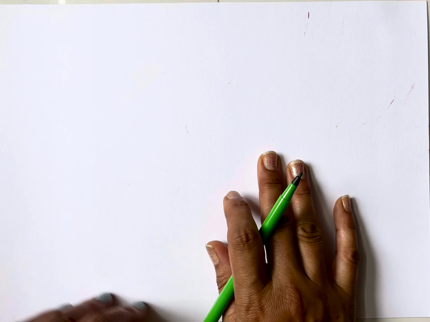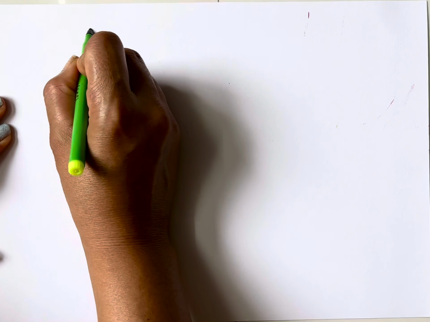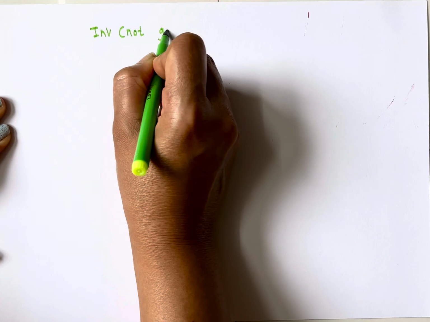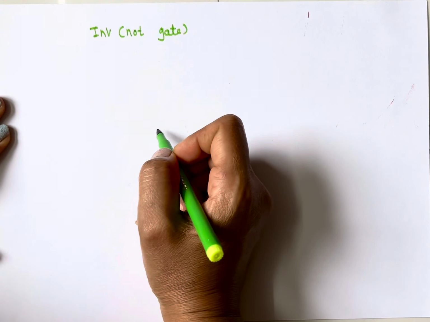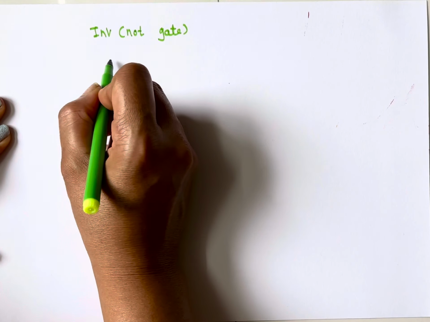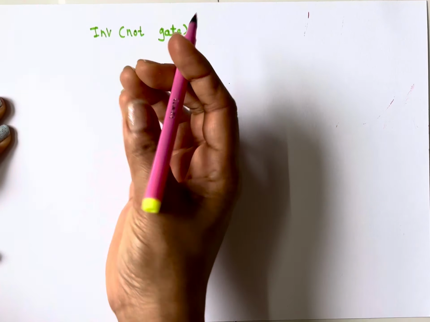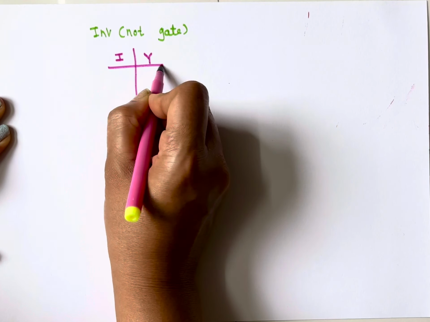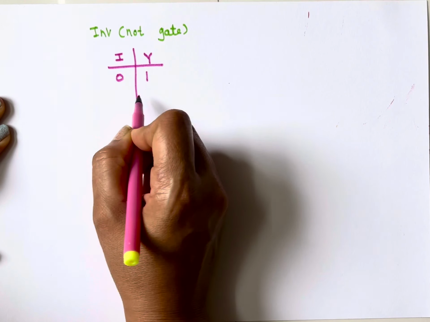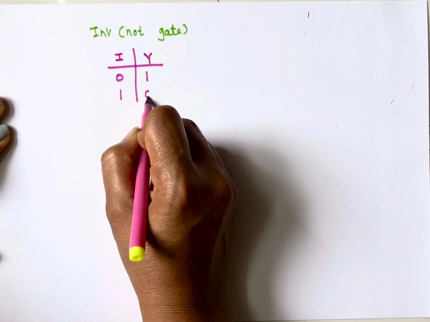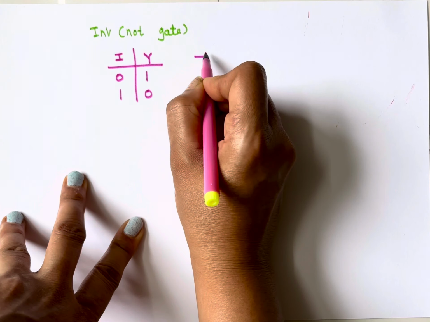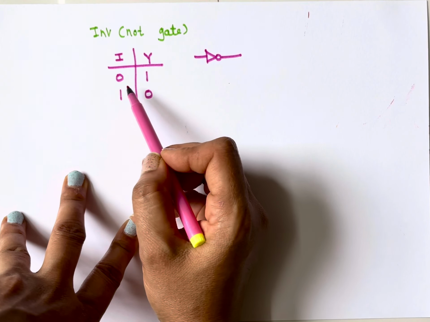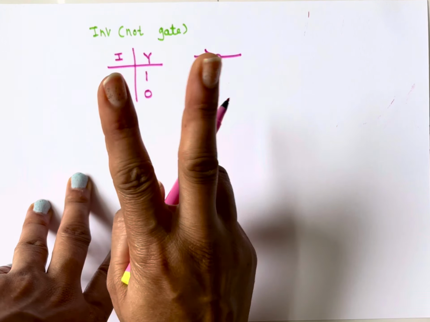Now let's see how to implement an inverter. Inverter means NOT gate using multiplexer. In an inverter, the truth table has an input and an output. So if input is 0, output is 1. If input is 1, then output is 0. This is the symbol of inverter. So here you can see the possible outputs are 2.